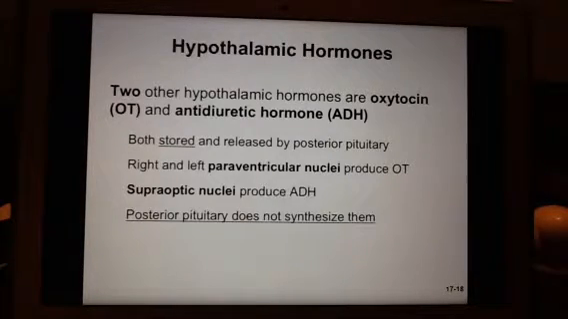So as it said on the previous slide, there are 2 hormones coming from the hypothalamus that head to the posterior pituitary. They are stored there and then later released, so you do need to know these 2, oxytocin and ADH. And so they are produced in the hypothalamus. The posterior pituitary does not make them, it just stores them.